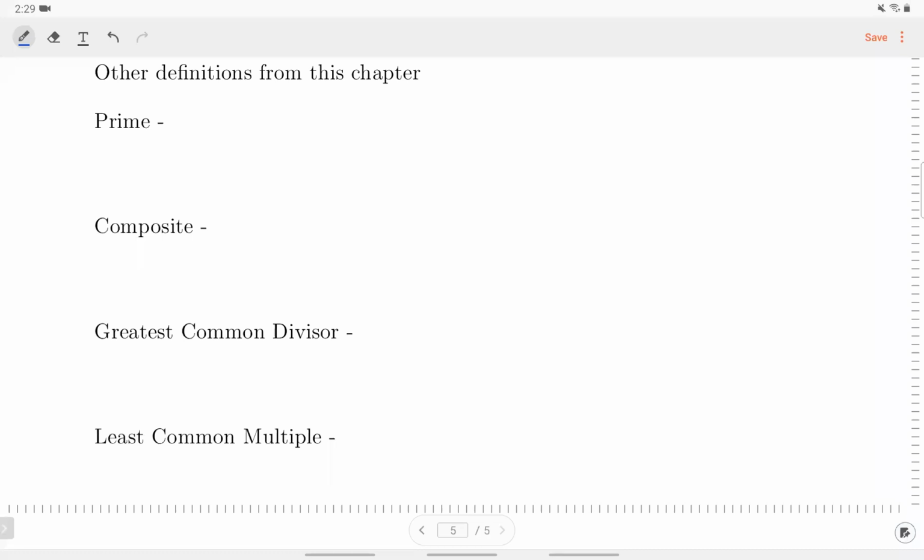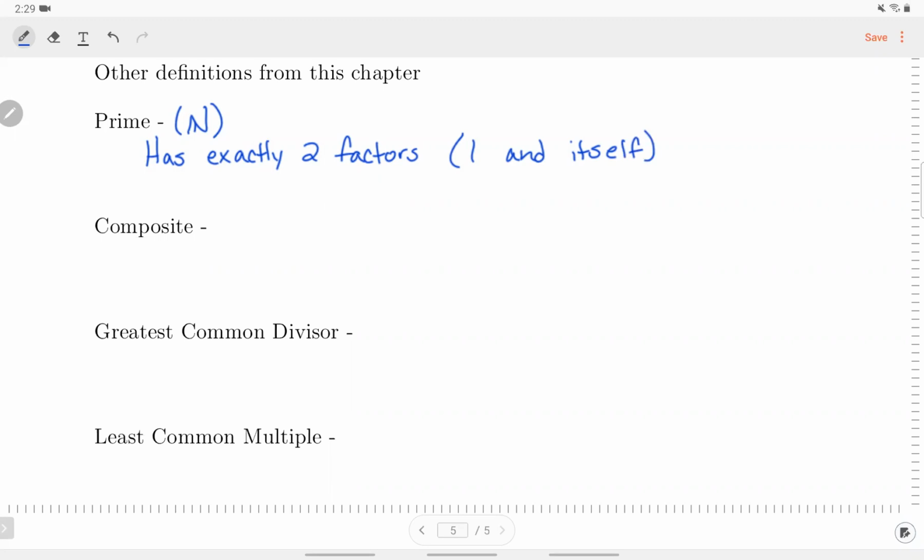So for prime, our universe is the natural numbers. What do you think of when you think of prime? Divisible by 1 and itself. So yeah, prime is going to be has exactly 2 factors: one and itself. So this does exclude 1 from being prime. We do not want 1 to be prime. That causes issues with the fundamental theorem of arithmetic and stuff. So 1 is not prime.